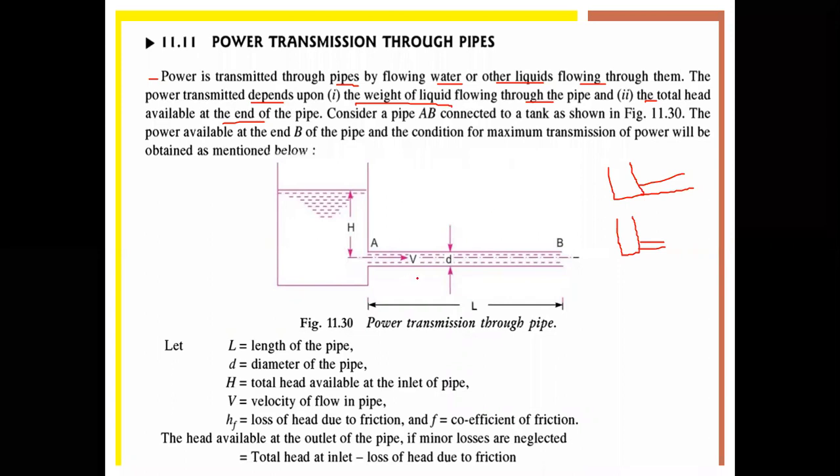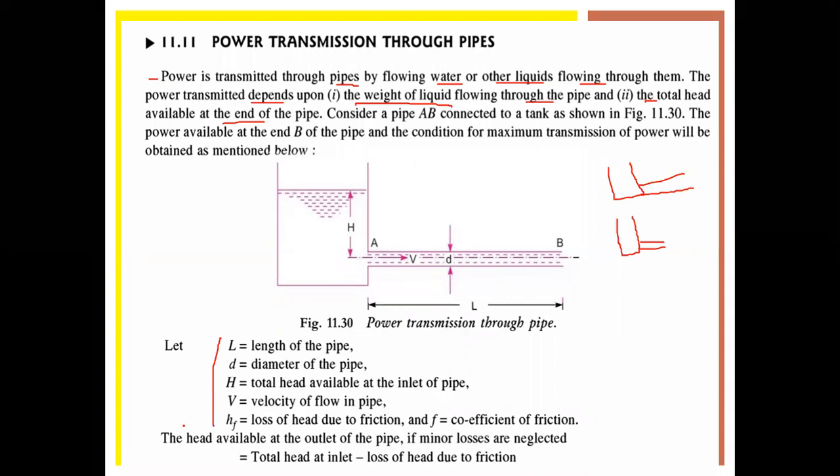Now, by seeing the figure, let L is equal to length of the pipe, small d is equal to diameter of the pipe, H is equal to total head at the inlet of the pipe. Therefore, capital V is equal to velocity of flow in the pipe, HF is equal to loss of head due to friction, and f is equal to coefficient of friction.